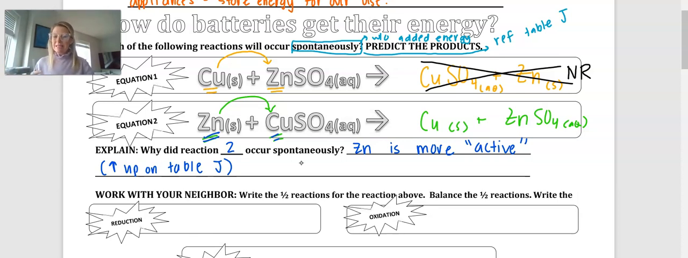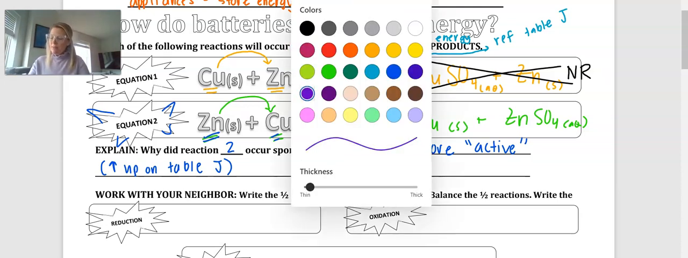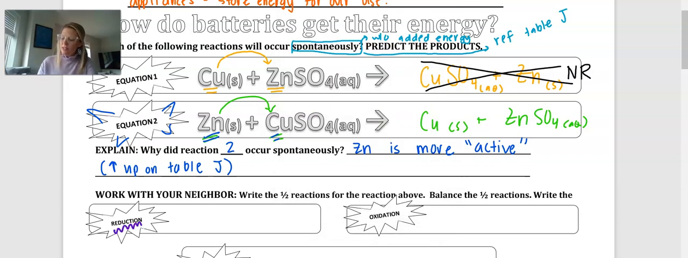So zinc is higher than copper, and therefore the reaction occurs spontaneously. Now let's take a close look at our half reactions for equation 2. Again, we're going to focus on equation 2, eliminate equation 1 from the mind. Our reduction equation means, remember, reduction is a gain of electrons. And if something is being reduced, remember that means that our charge is decreasing over time.